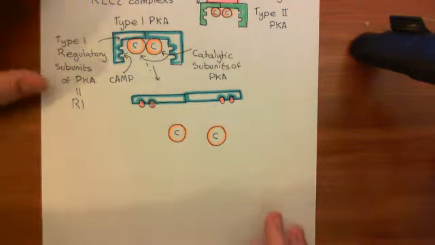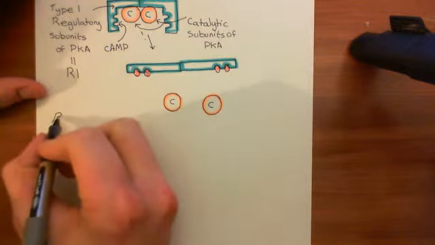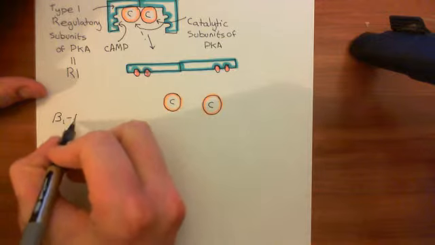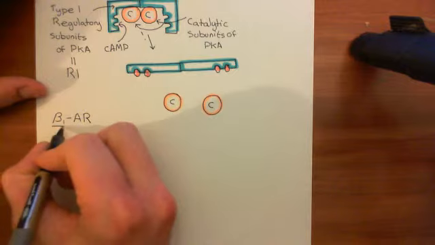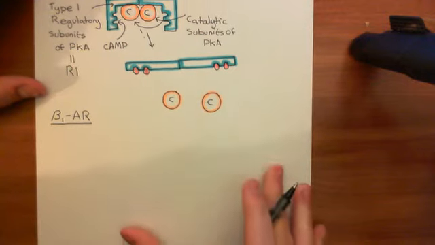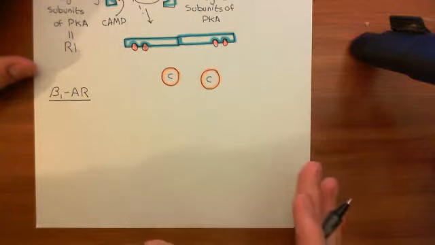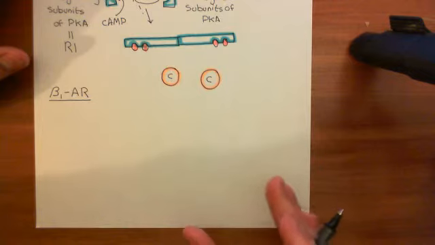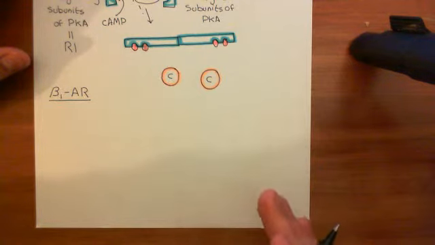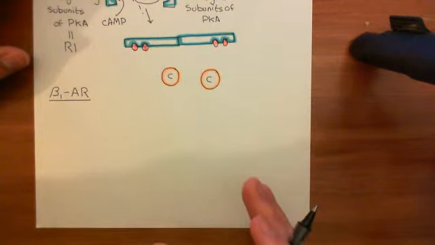Okay, so we now want to get into some specifics. So we're going to start off with the beta 1 adrenoreceptor. Now, the most famous location of the beta 1 adrenoreceptor is the heart. And on the heart, what it causes when it is stimulated is an increase in the rate at which the heart beats, so an increase in heart rate, and it also causes an increase in the force of contraction of the heart, so it has a positive inotropic effect.